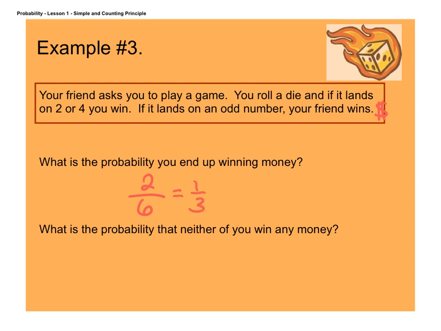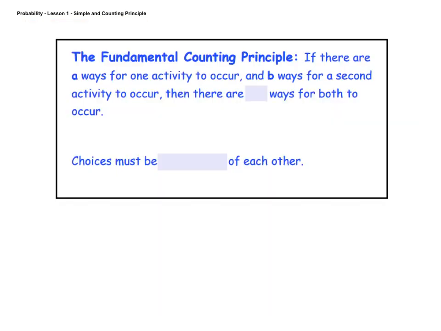What's the probability that neither of you win any money? Well, if it lands on an odd number, which is 1, 3, and 5, your friend wins. You win if it's a 2 or a 4. The way that nobody wins is if you roll a 6. Only one of those possibilities, 1 out of 6.